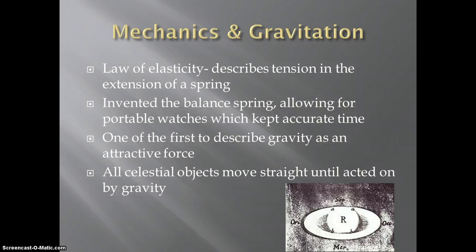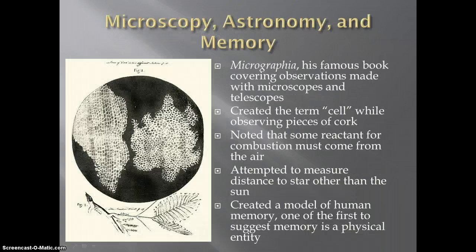He was one of the first who described gravity as an attractive force and was famous for his description of celestial bodies moving in straight lines until they were acted on by gravity, which is what creates orbits. Hooke is also famous in various other fields, most notably for his book in which he coins the term cell while he was observing a piece of cork, which can be seen on the left.